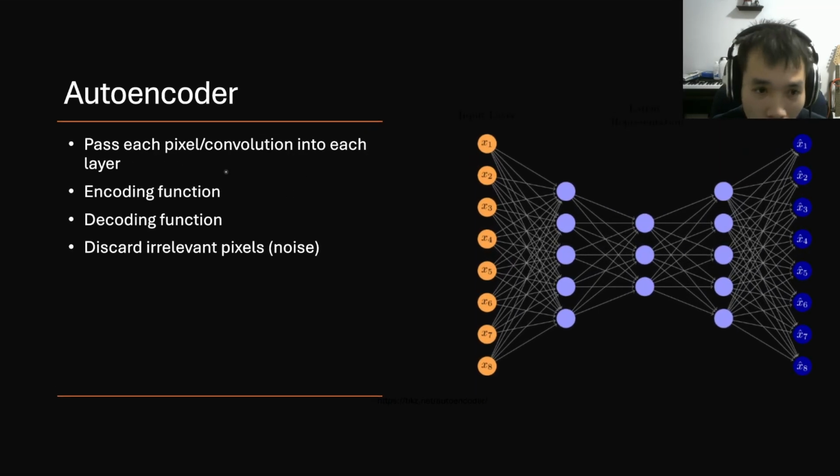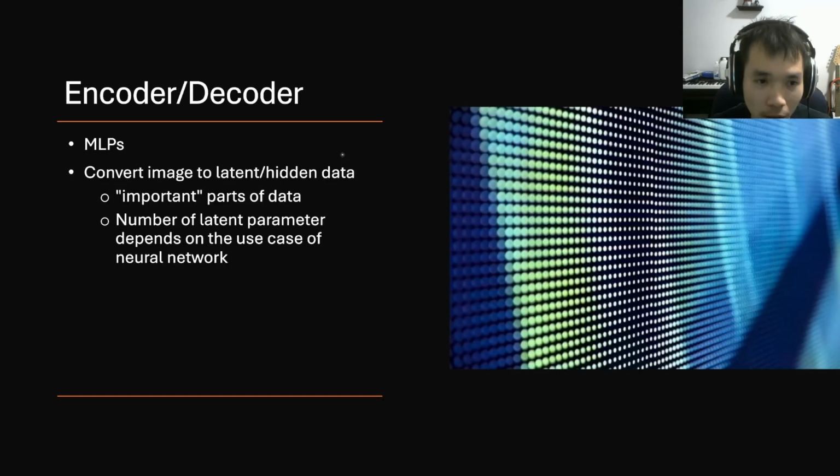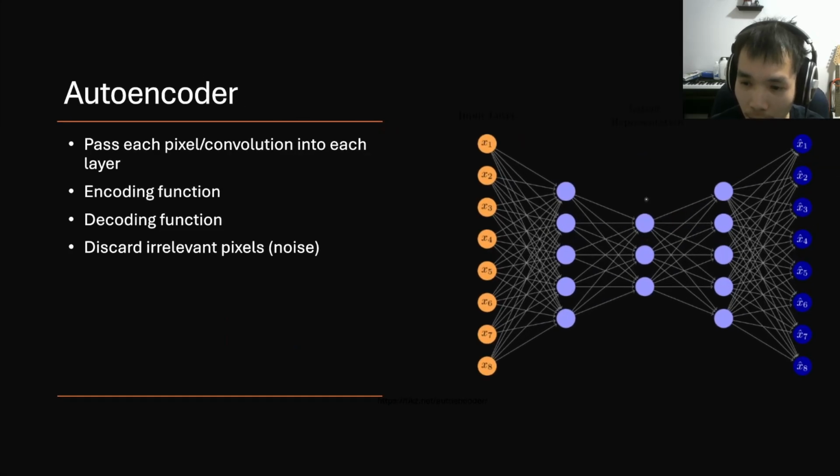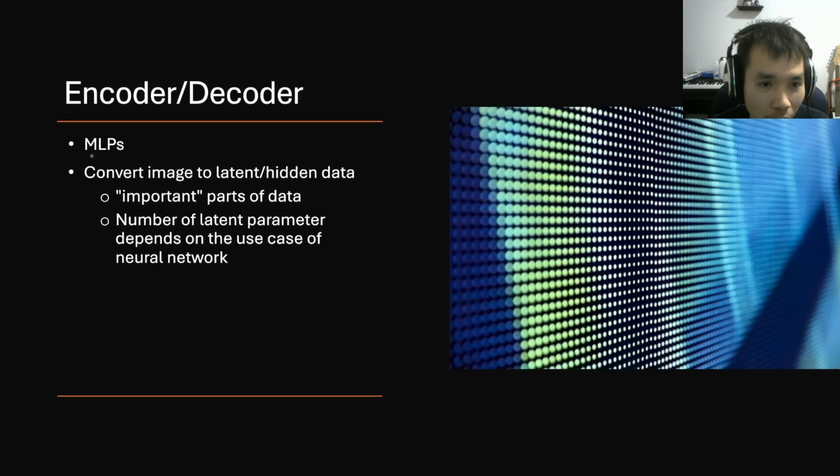Basically, an autoencoder just passes through each pixel using convolution or just passing pixels into each layer. It has an encoding function, this part, and its decoding function past the bottleneck here. The main use cases for autoencoders are to discard noise or pixels based on the training data that the neural network is trained on. The encoders and decoders are basically the same. There's no difference between them, but they pass different shapes and variables.